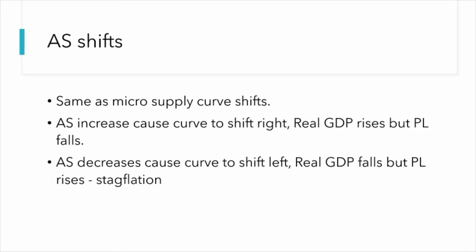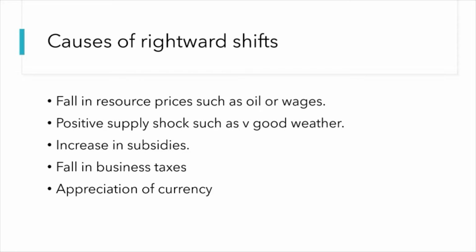Finally, what are the causes of the rightward shifts in aggregate supply? So a fall in resource prices such as oil or wages causes a firm's cost of production to fall, and if this happens, firms will produce more because they'll get higher profits.